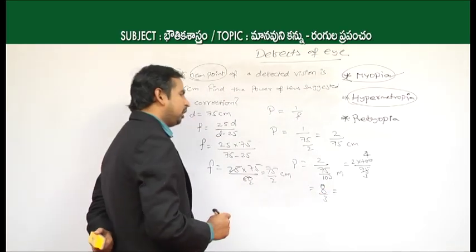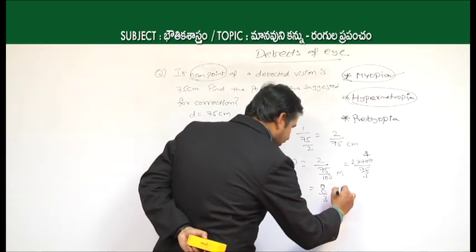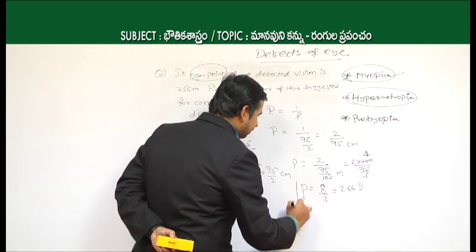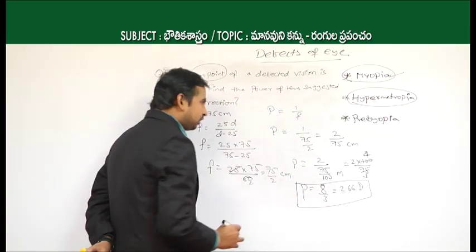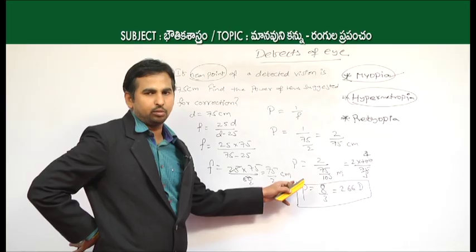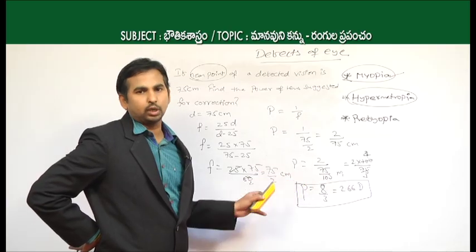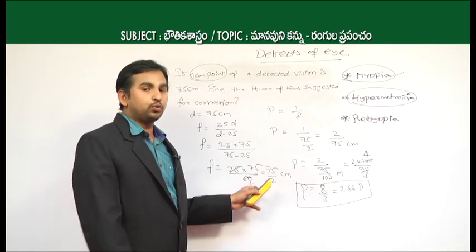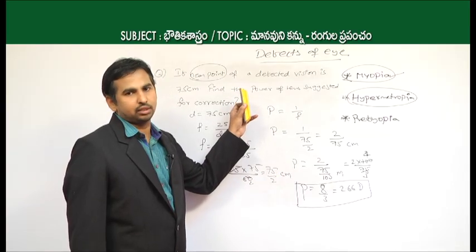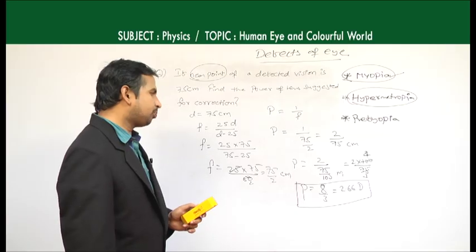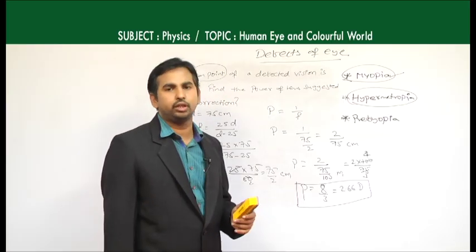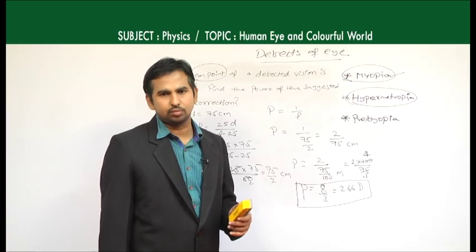So, 8 by 3 means here 2.66 diopters. So, this is the power. But actually if you see here the focal length we are getting, f is equal to 75 by 2 centimeters, which is a positive focal length. A positive focal length means we are using a convex lens. And not only that, the power we are getting is positive, which is plus 2.66 diopters.